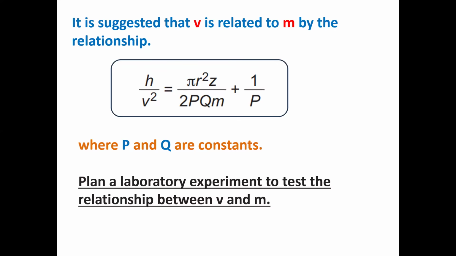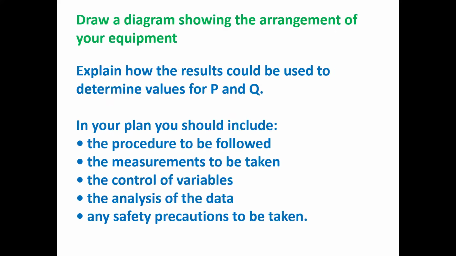Now, it is suggested that V is related to M. V is the velocity when it reaches a certain height down, and M is the mass of the block. P and Q are constants. Now plan a laboratory experiment to test the relation between V and M.